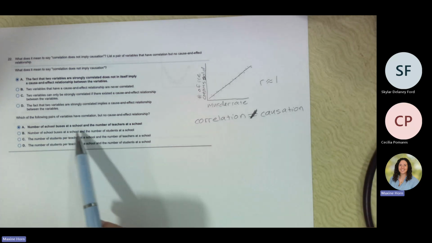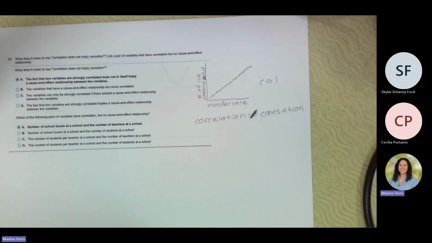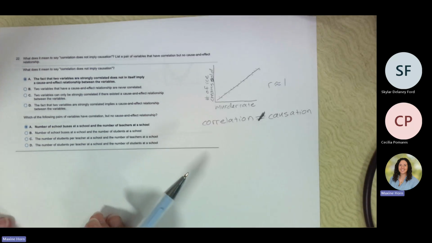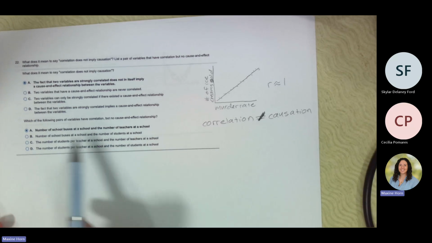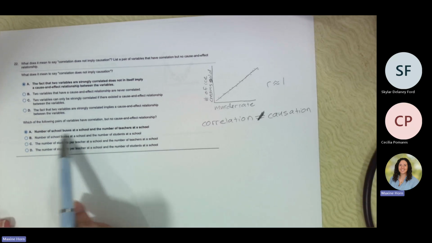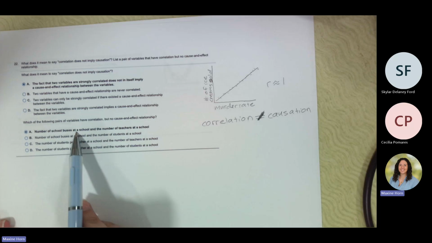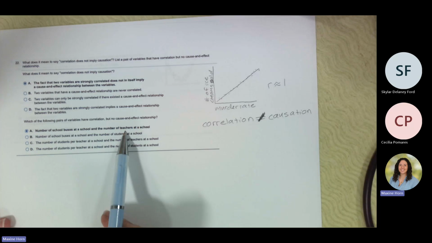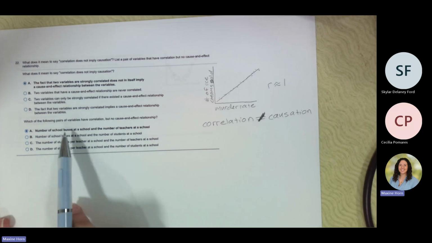And then which of the following pairs of variables have a correlation but no cause and effect relationship? The number of school buses at a school and the number of teachers at a school. Yeah. I mean, there's other factors at play here, right? But one of them is not causing the other. Just because I have a bunch of buses doesn't mean that the number of buses is going to cause me to have more teachers. And the number of teachers that I have doesn't cause me to have more buses.